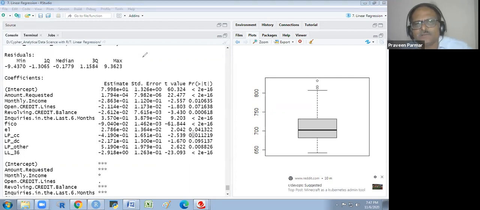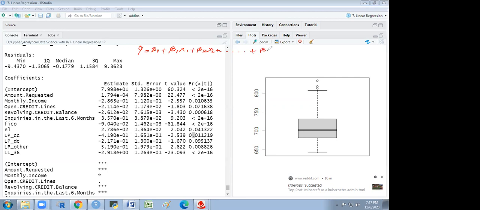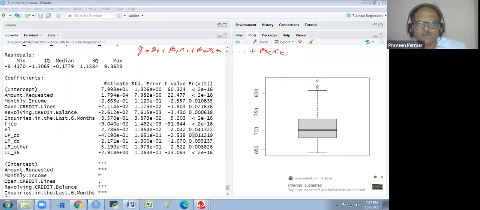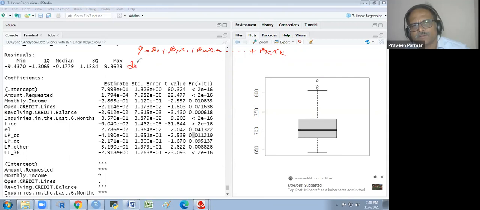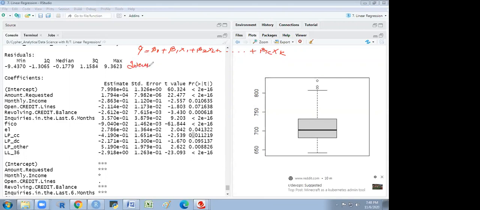We have a target variable, what? Interest rate. You know that our general equation is what? Y cap equals beta 0 plus beta 1 x1 plus beta 2 x2, and this way up to beta k xk. K variables we are taking. The Y variable is our interest rate. So Y cap would be the interest rate.